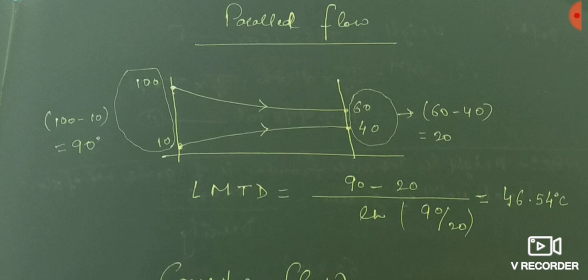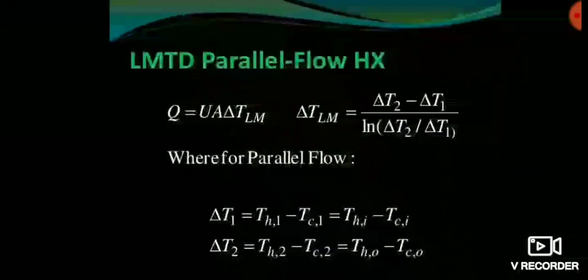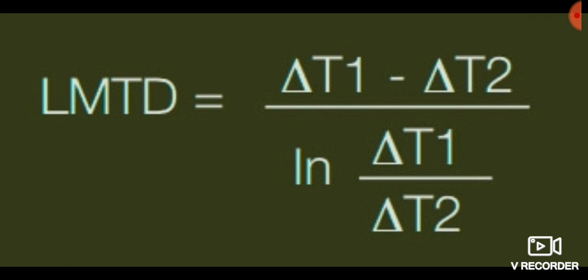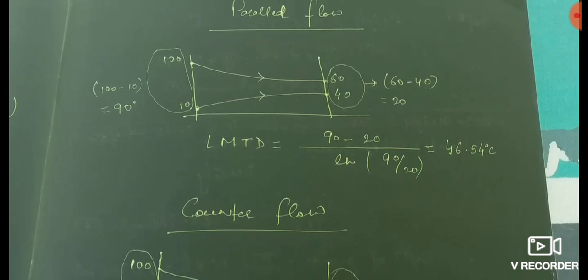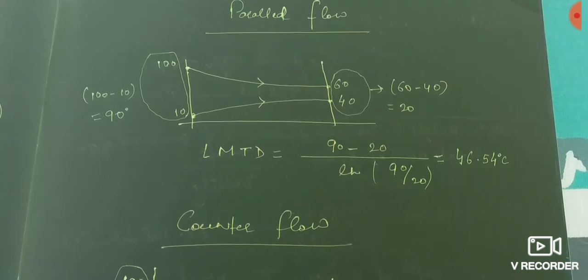You simply see here that I have put the values in the LMTD formula, that is, delta T1 minus delta T2 divided by ln of delta T1 divided by delta T2. All the things are very clearly written here: 90 minus 20 divided by ln 90 by 20 is equal to 46.54. You can clearly understand from here that the terms at the same side of the graph are subtracted, which gives the delta T1 and delta T2 values.